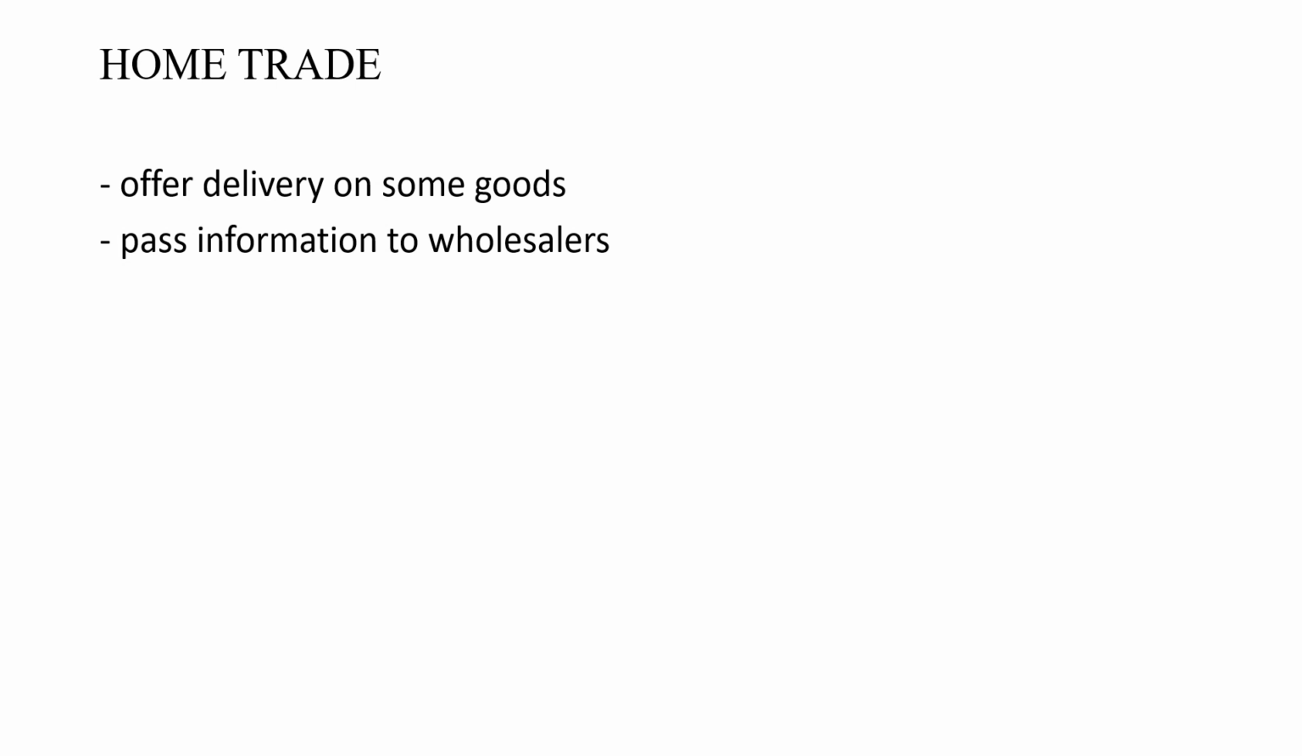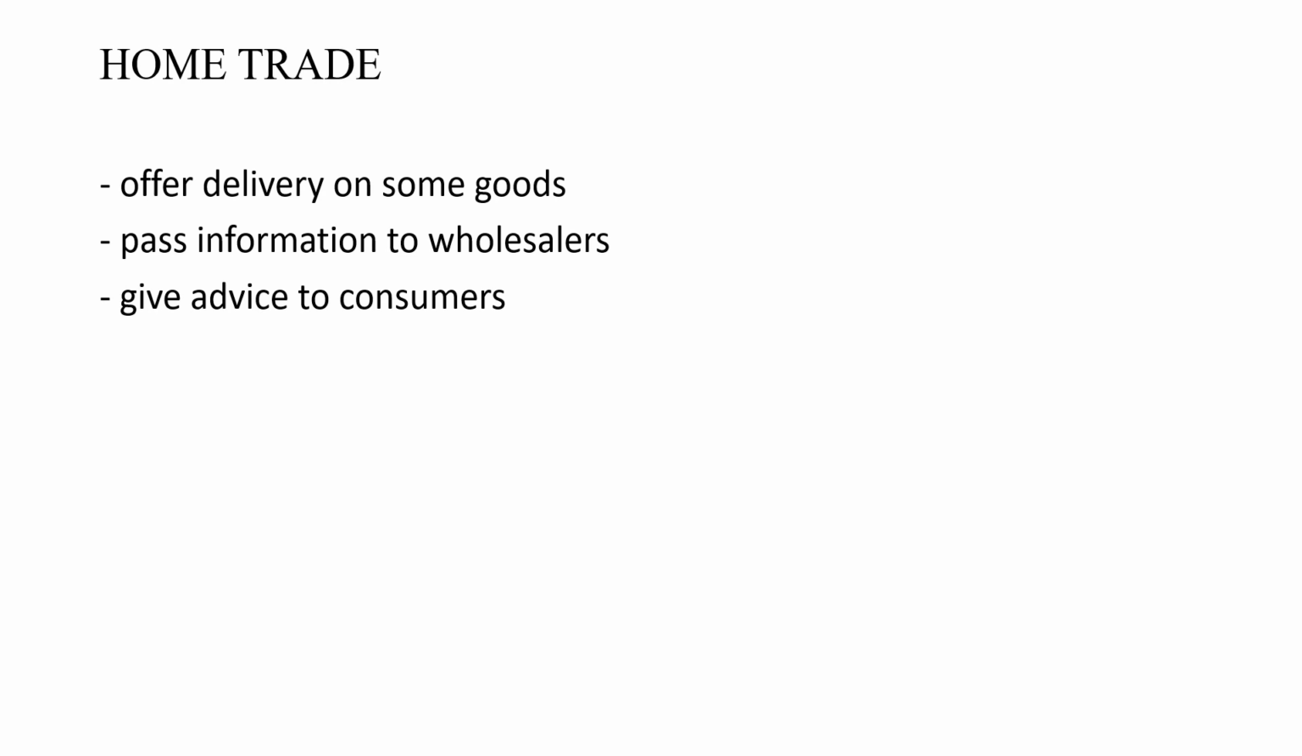Also, they pass information to wholesalers. The information about what people need on the ground, they take this information and pass it to the wholesalers. They can say, okay, people are interested in brown sugar, not white sugar. Then the wholesaler will know, oh, okay, we have to make sure that next time we should be selling brown sugar. So they pass information to wholesalers so that the needs of consumers are satisfied. The job of a retailer, don't forget, is to satisfy the consumer.